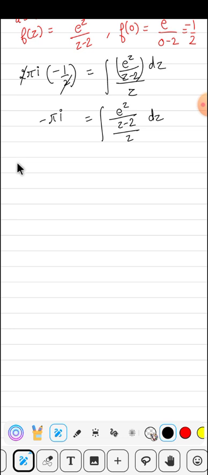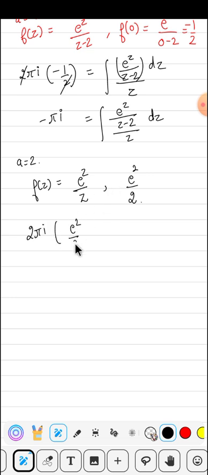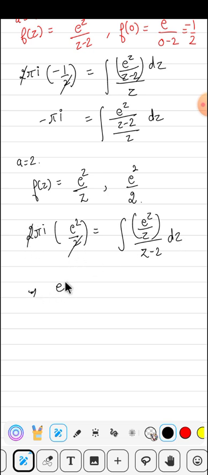Now when our singularity is 2, so a is equal to 2, our f of z will be e to the z upon z, and putting the value 2, e squared upon 2. So Cauchy's integral formula becomes 2 pi i e squared upon 2 equals the integration of e to the z upon z upon z minus 2 dz. 2 will cancel out 2, and I am left with e squared pi i.